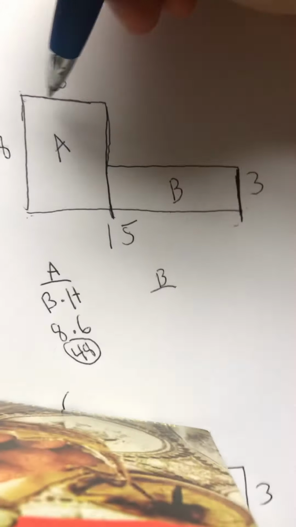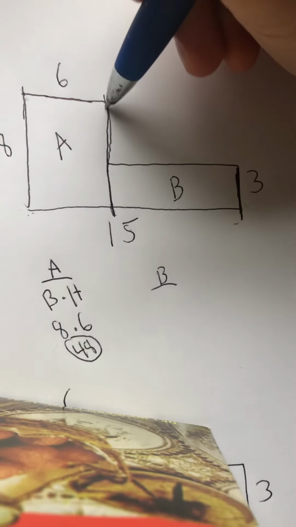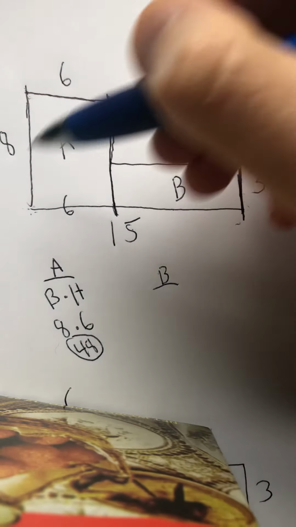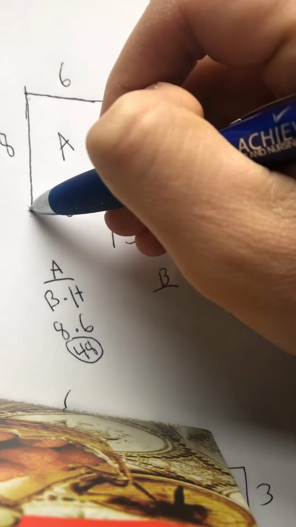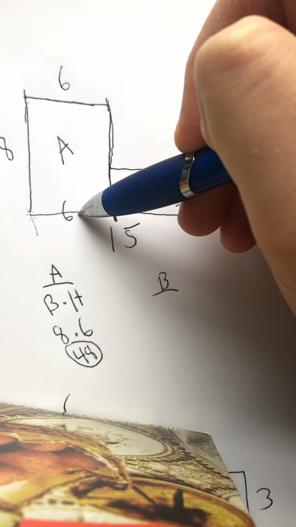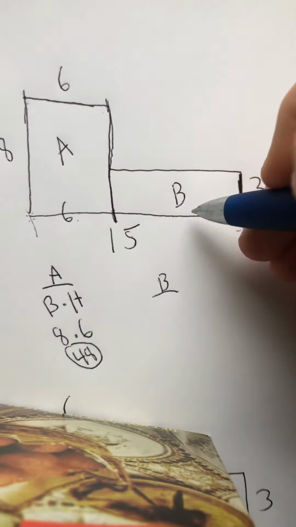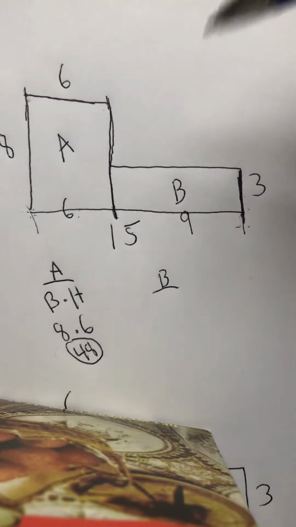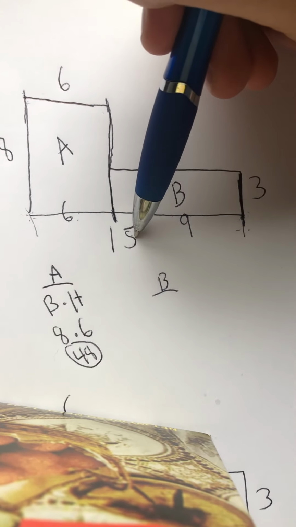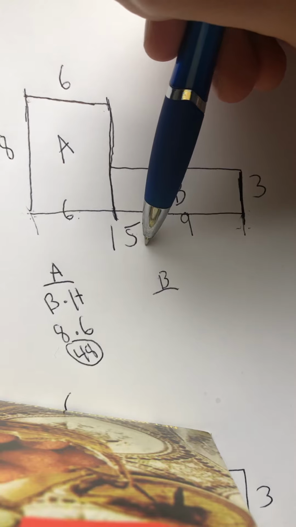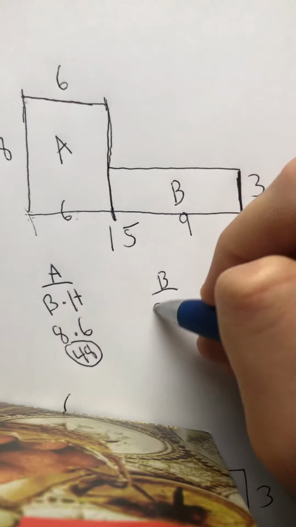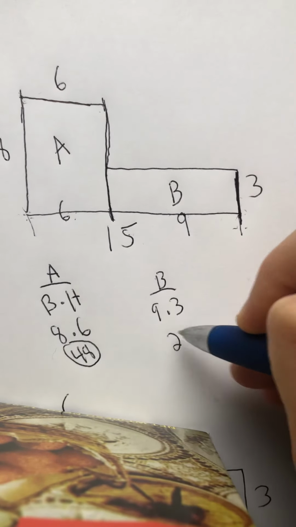I know 6 is from this side to this side, and also 6 is from here to here. This is a rectangle, and if this is 6, then this is 6. So if the whole thing, the total, is 15, and this part is 6, I can subtract the 6 from the 15, and I get 9 here. As you can see, the 6 plus the 9 are the two parts that make this whole. So I'm not going to use 15. I'm not going to use 6. I'm going to use the 9 and the 3. So I have 9 times 3 here, which is 27.